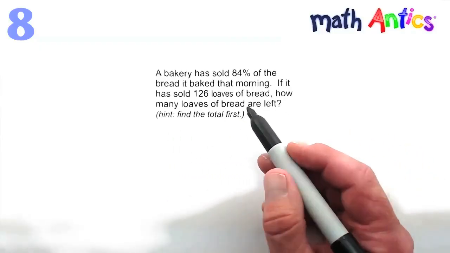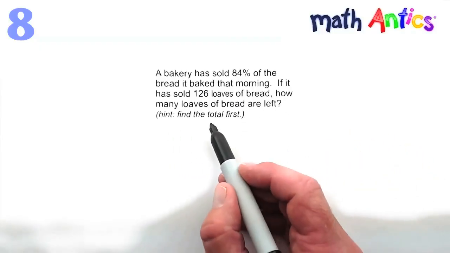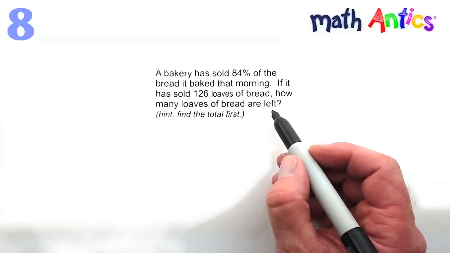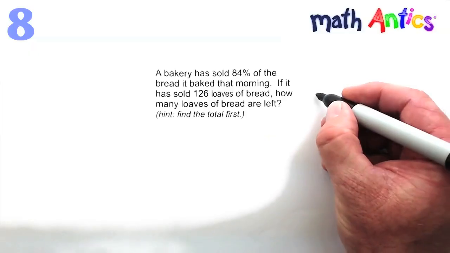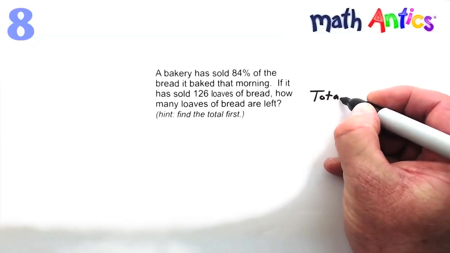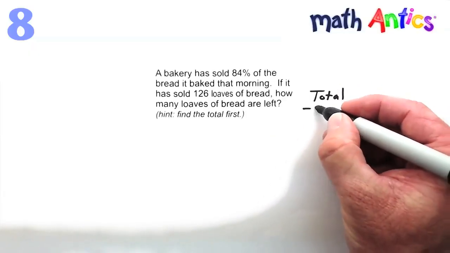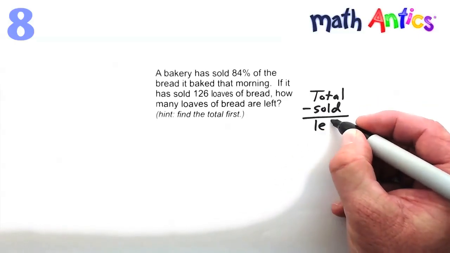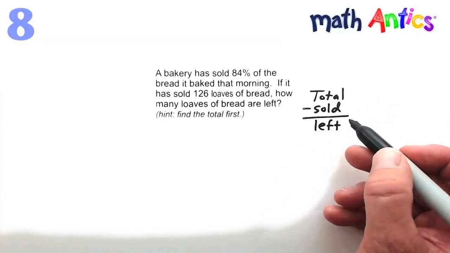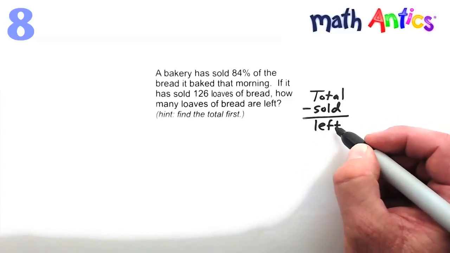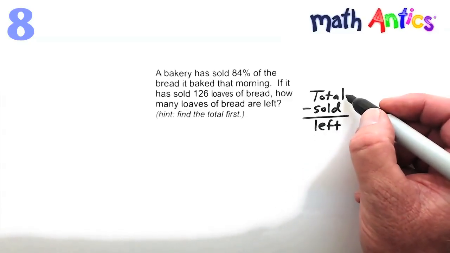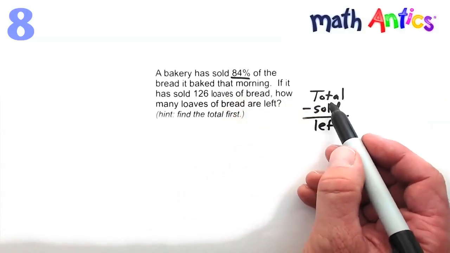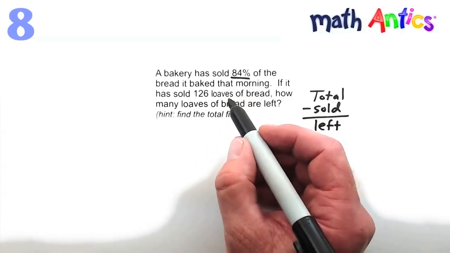So this is tricky, again, like the last problem, because we need to find the total, but it's not asking us for the total. It's asking us how many are left. So what we need to do is find the total, and then we need to subtract how many loaves of bread have been sold that day, and that's going to tell us how many are left over that still need to be sold. So it's asking us for how many are left, but to get that, we need to find the total. Since this is a percent problem, 84%, and we're looking for the total, let's just use the procedure we learned in the video.